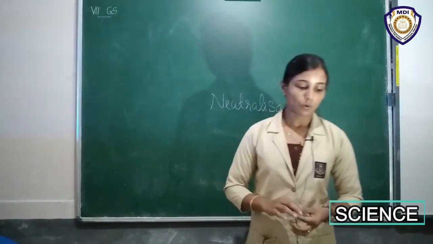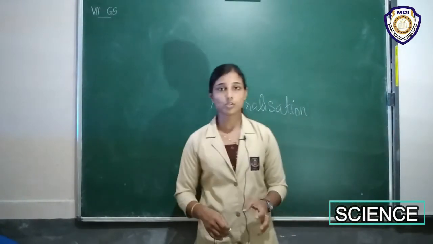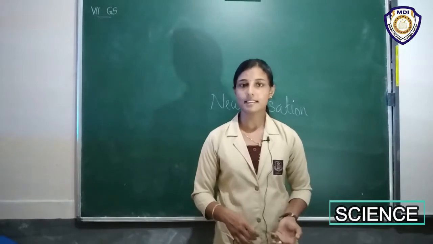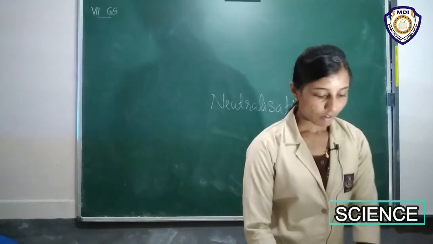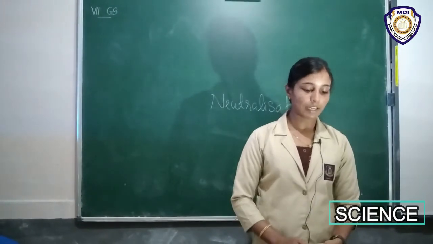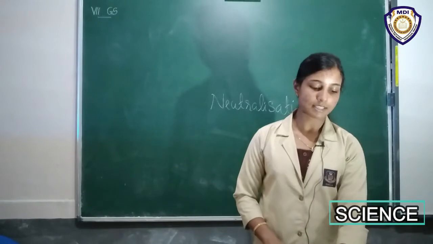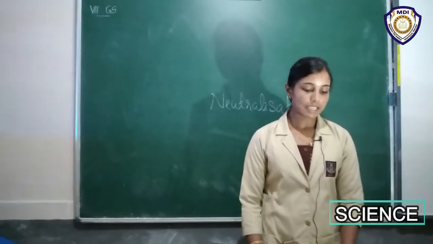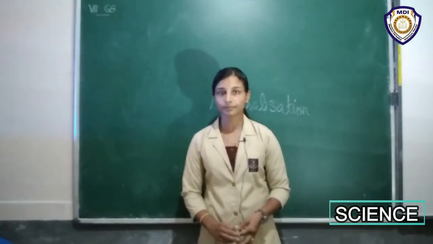So you just listen to the topic, what will be the results or what neutralization is. That we will discuss here. We have learned that acids turn blue litmus into red and bases turn red litmus into blue. Let us see what happens when an acid is mixed with a base.